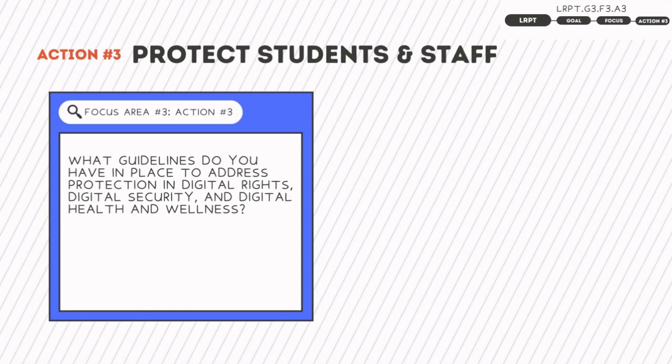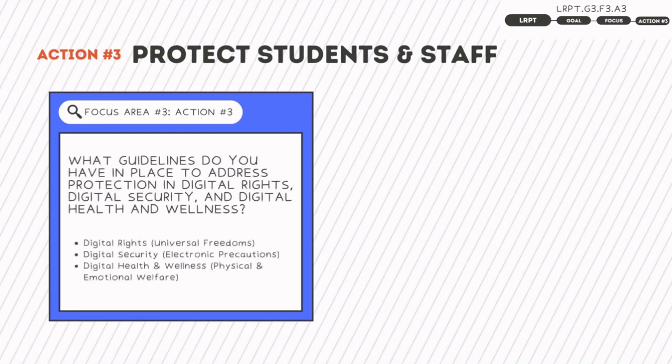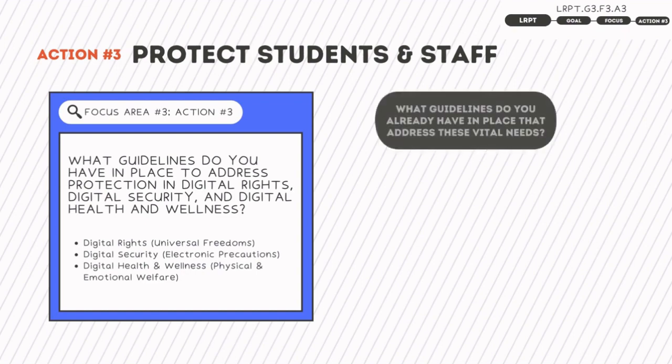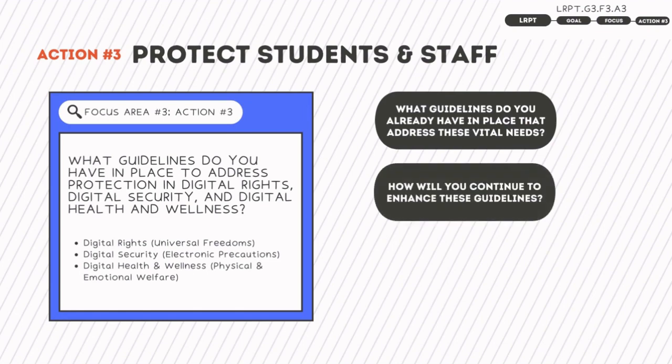What guidelines do you already have in place for digital rights, digital security, and health and wellness? The age-appropriate guidelines should include areas that address digital rights, digital security, and digital health and wellness. What guidelines do you already have in place that address these vital needs for your school community? How will you continue to enhance these guidelines as students and technology grow and evolve?